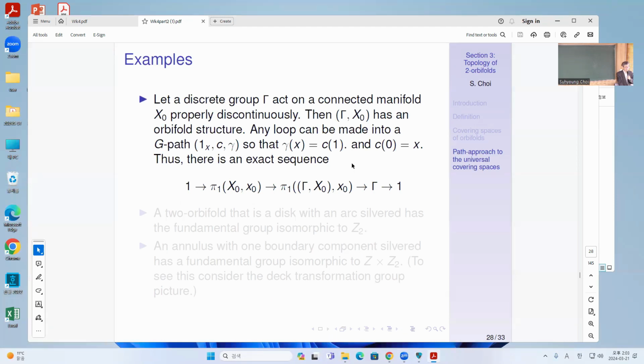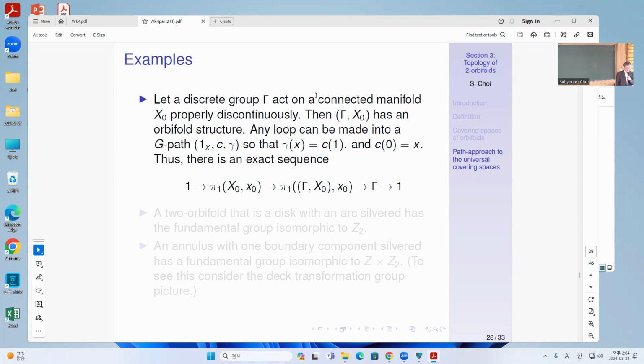And finally, if you have a group gamma acting properly discontinuously on a connected manifold X0, then gamma quotient X0 has an orbifold structure. So this is the orbifold quotient we talked about from the manifold, right? It will have fixed points, but it will still give you an orbifold structure. So any loop can be made into this path, c from x to gamma x, so that c1 is gamma x and c0 is x. So there's the exact sequence going from pi1 of X0 to pi1 of the quotient to gamma to 1.